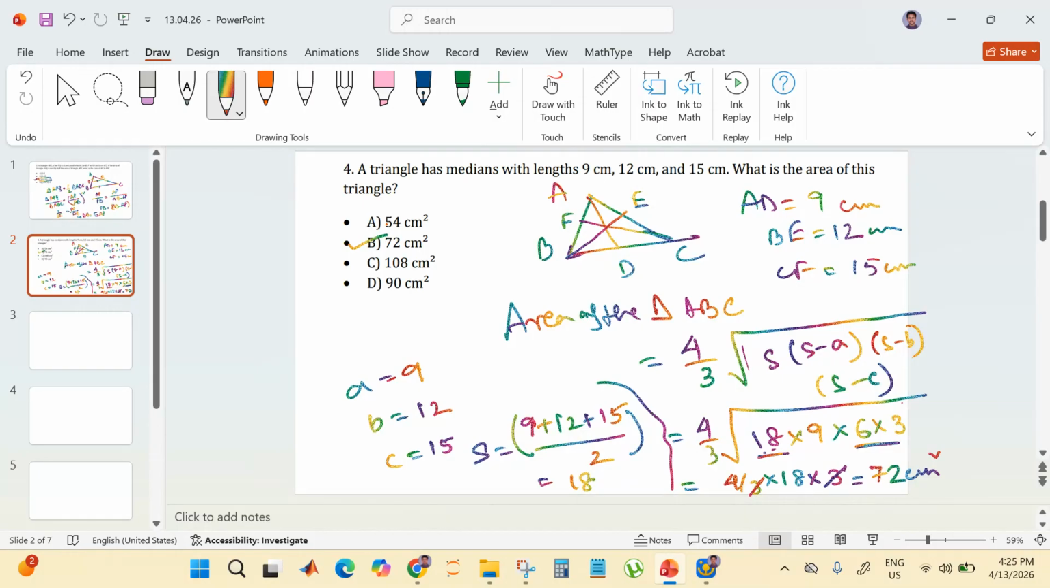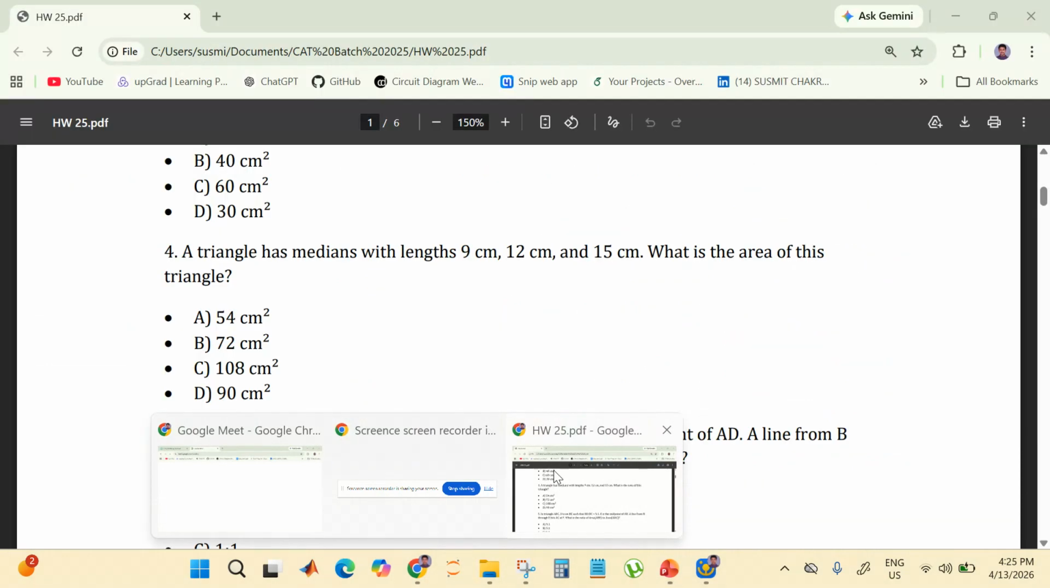So remember one thing, if the medians' lengths are given and you have to find the area of the triangle, you have to do it this way. Just remember this formula: 4/3 into root of s(s minus a)(s minus b)(s minus c). I have discussed two questions up till now, and I move on to the third problem.